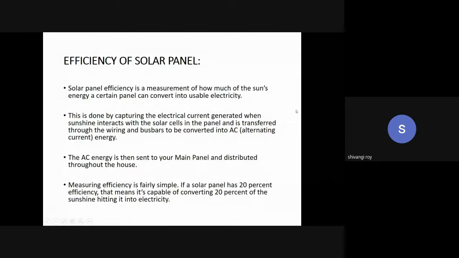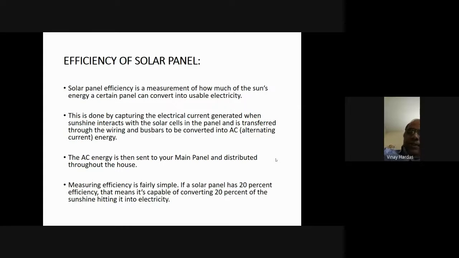So Dorle will continue. Mr. Dorle, please tell about how the efficiency is increased with BBC material. Yes, sir. Sir, am I audible? Yes.